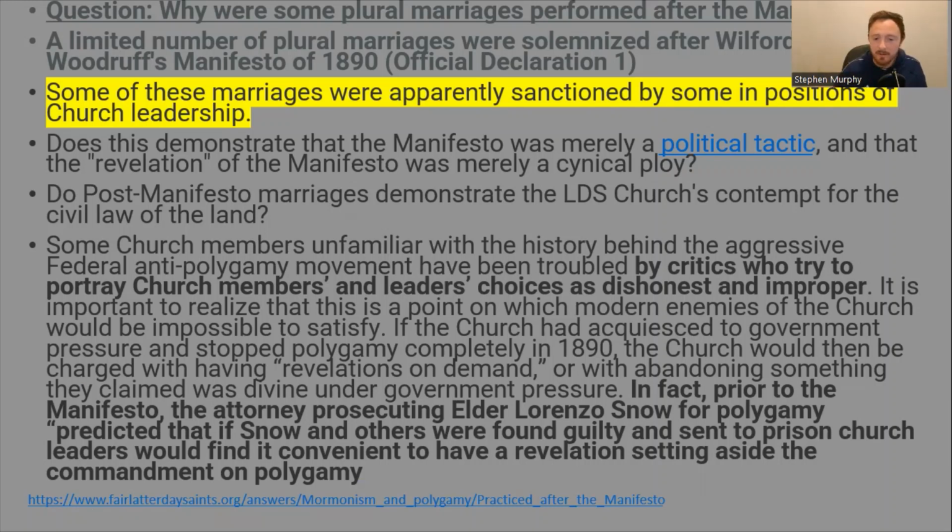Some church members unfamiliar with the history behind the aggressive federal anti-polygamy movement have been troubled by critics who try to portray church members and leaders' choices as dishonest and improper. It is important to realize that this is a point on which modern enemies of the church would be impossible to satisfy if the church had acquiesced to government pressure and stopped polygamy completely in 1890. The church would then be charged with having revelations on demand, or with abandoning something they claimed was divine under government pressure. In fact, prior to the Manifesto, the attorney prosecuting Elder Lorenzo Snow for polygamy predicted that if Snow and others were found guilty and sent to prison, church leaders would find it convenient to have a revelation setting aside the commandment on polygamy.